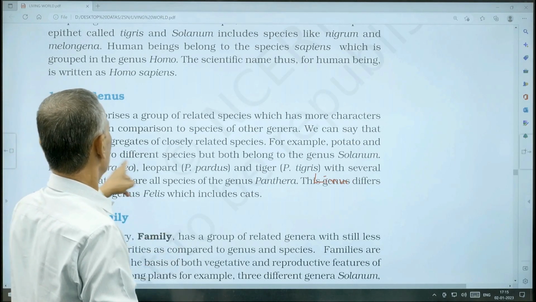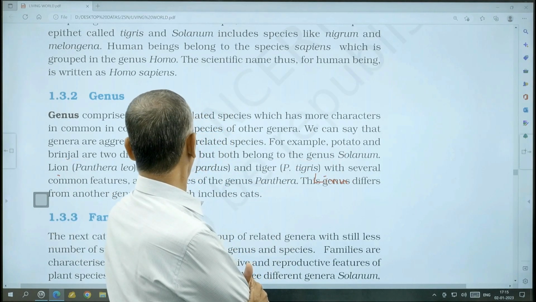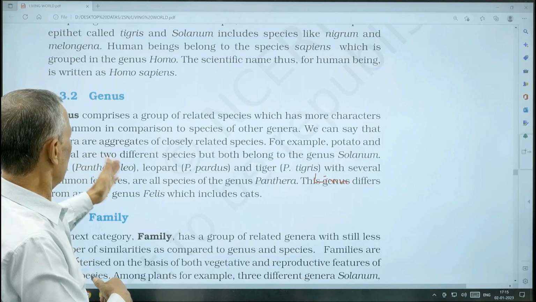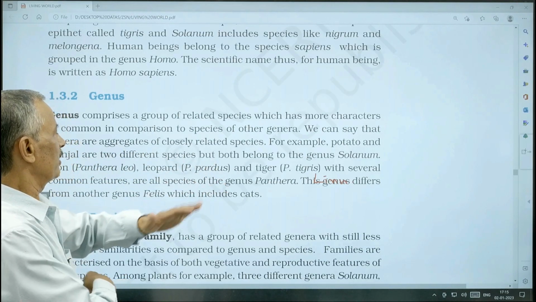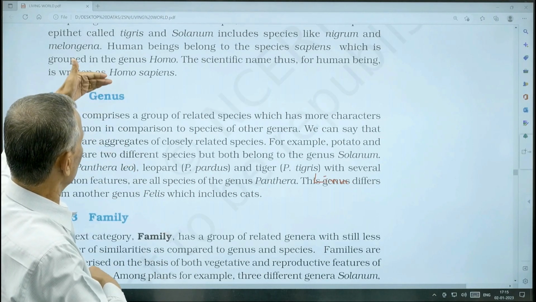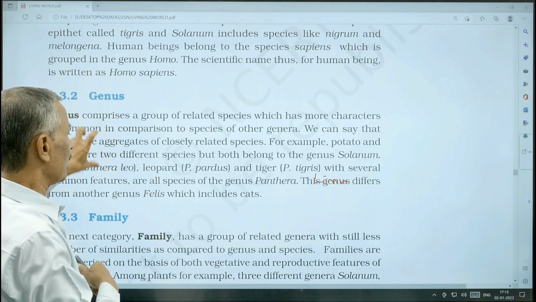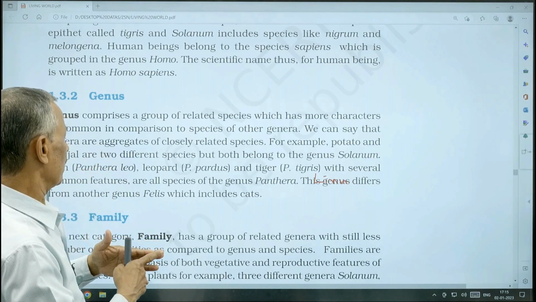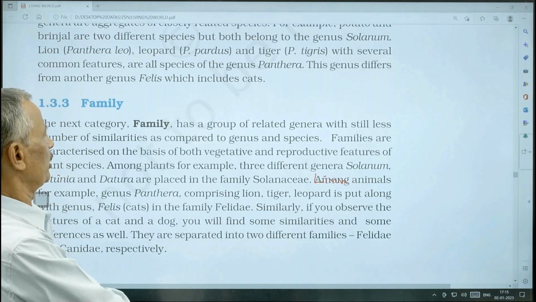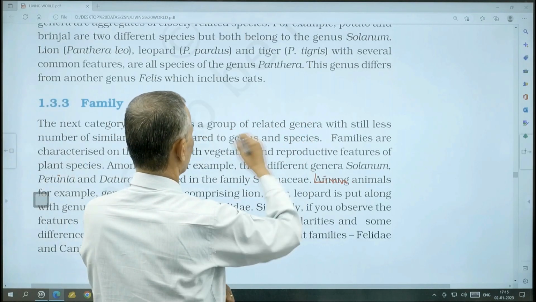For example, potato and brinjal both belong to the genus Solanum. Similarly, Panthera includes Panthera leo, Panthera pardus, Panthera tigris, etc. So we are having a large number of genera. Genus is singular, genera plural. And those genera which are all related to each other are put under a still higher group called family. So, families are a group of related genera.